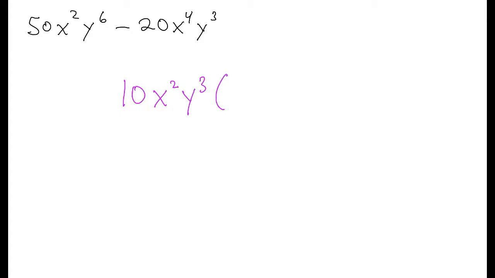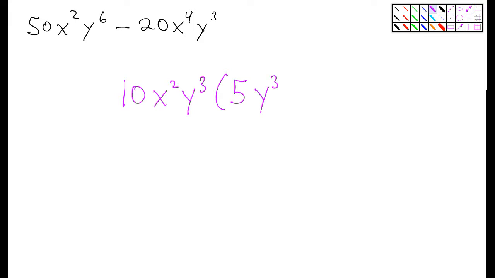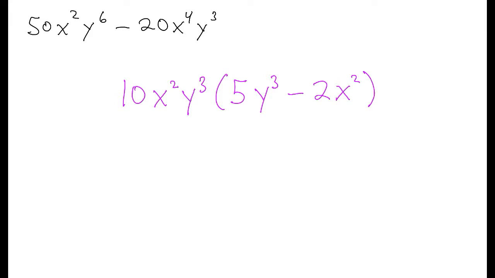Let's see what's left. 10 goes into 50 5 times. X squared, we already have it. Y cubed goes into y to the sixth y cubed times, that's that term, minus 2x squared. And y cubed is already there. I think we're done. Notice that what's left, there's nothing that's common to both these terms. And it's not a difference of squares, as we're going to see a little bit later. That's it. We're done with that problem.